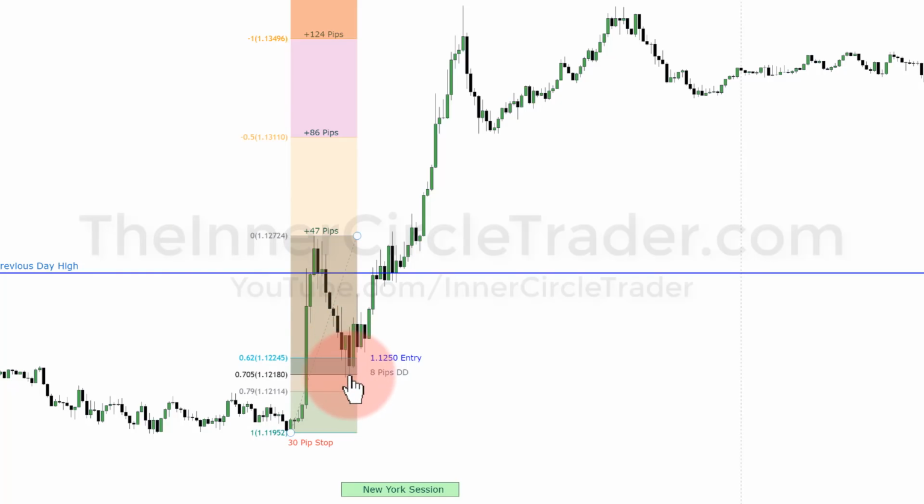But for this model, for the YouTube channel, we have a hypothetical entry of 1.1250, and the position entry would have suffered 8 pip drawdown. Using 30 pip stop loss at the old high, it's a plus 47. At 1/2 standard deviation, it is 86 pips. Ultimately, at 1 standard deviation, it's 124 pips.